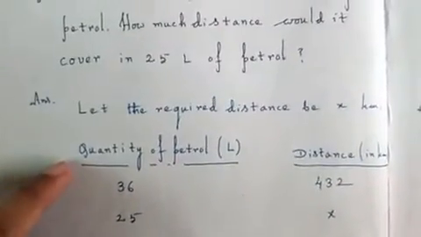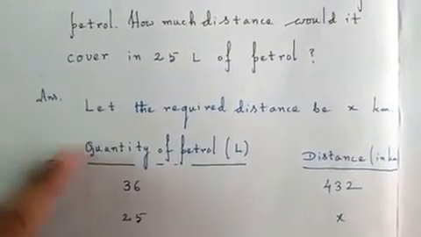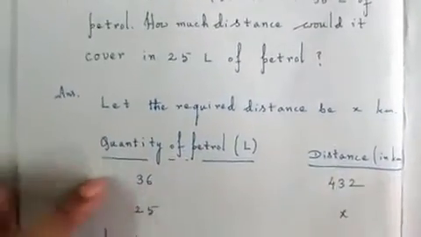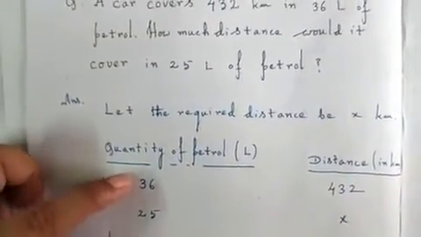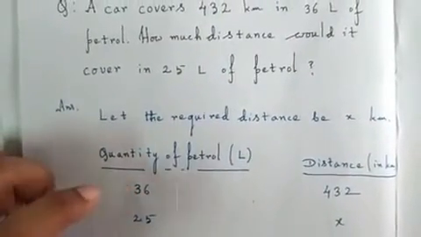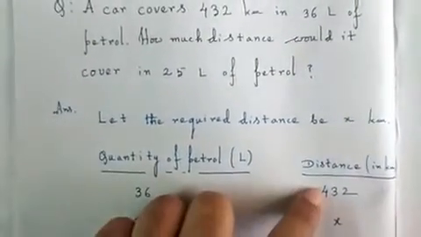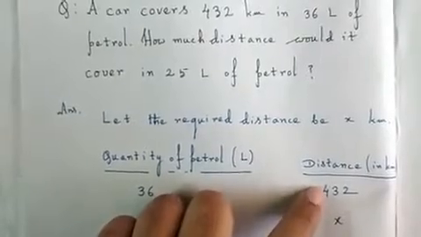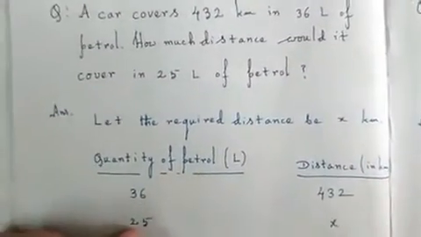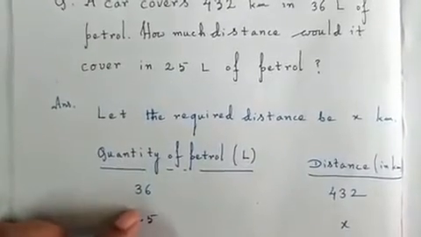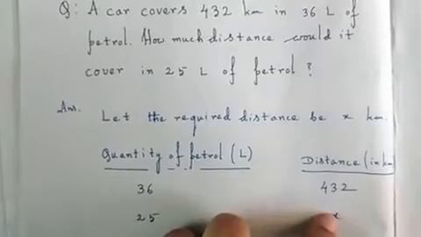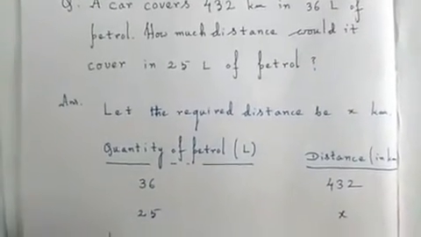Now we have here two physical quantities. Quantity of petrol, unit must be placed here in liters, and distance in kilometers. So in the first line we're going to write the known things: 36 liters of petrol will cover 432 kilometers. But in the next line the unknown thing will come: for 25 liters, so 25 will come. How much distance will be covered? That is unknown, that is x. In this way you are going to arrange the data.